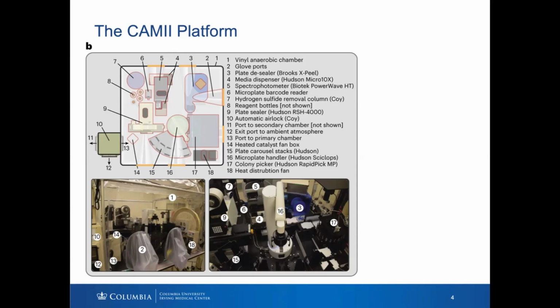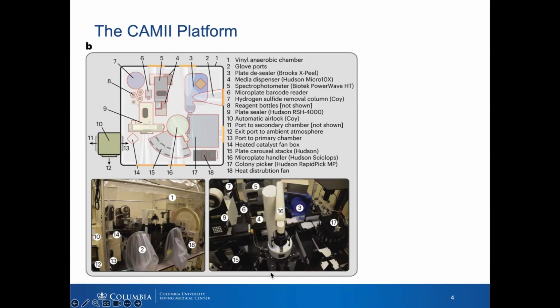Then the arm transfers the plates to number 17, which is called Hudson, I think, micropick. The Hudson Rapid Pick MP colony picker. This is like the most important part of the system. And really what it does is take the samples that have been machine learning identified already as the most interesting, diverse, whatever, and then it picks them and inoculates them in 384 well isolates. So yeah, this is basically how that system works.